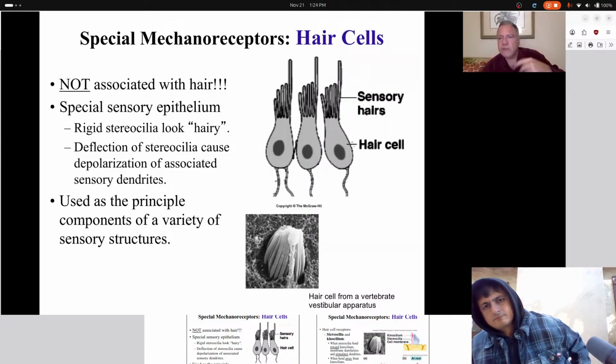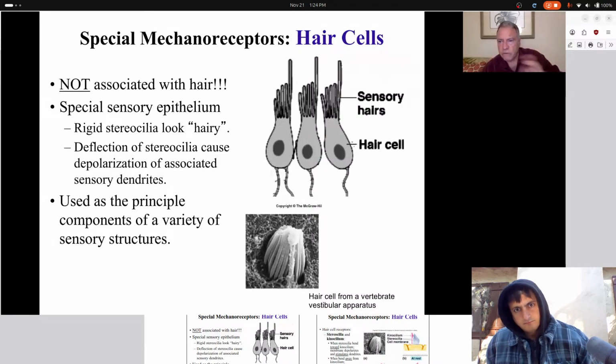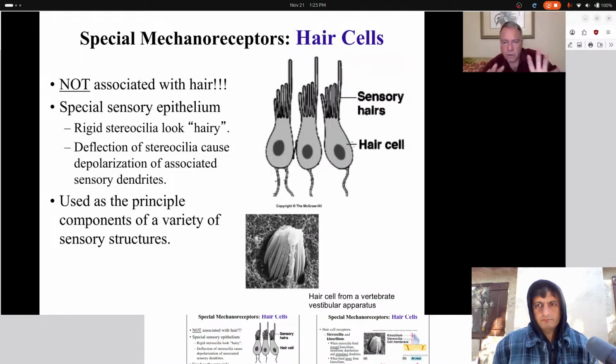So they're called hair cells because under the electron microscope, they look like they have hairs on the surface. They have nothing to do with hairs. Okay, it's not really hair. But in the electron microscope, there's these little protrusions sticking out that look kind of like hair. But these are mechanoreceptors. These are special cilia that don't move. So they're not beating cilia, they're rigid cilia.